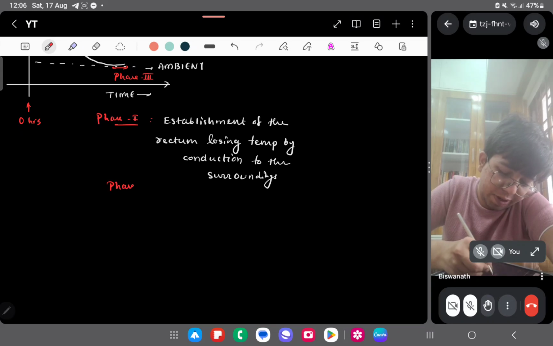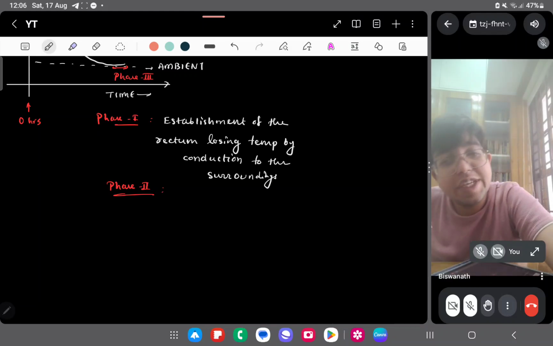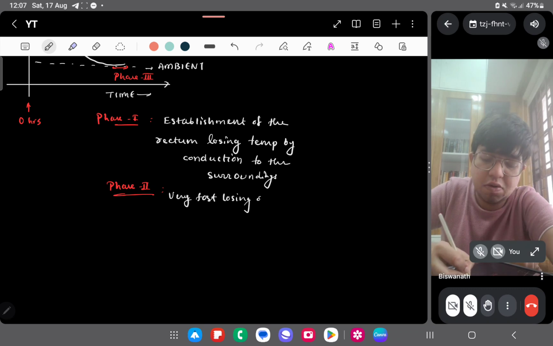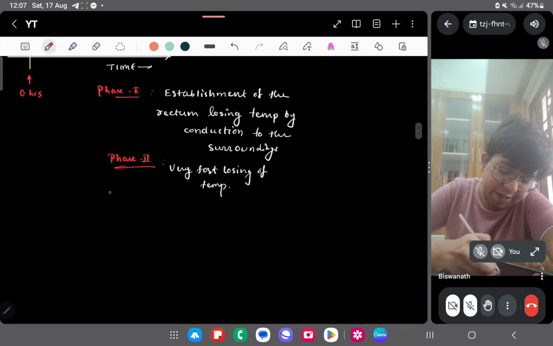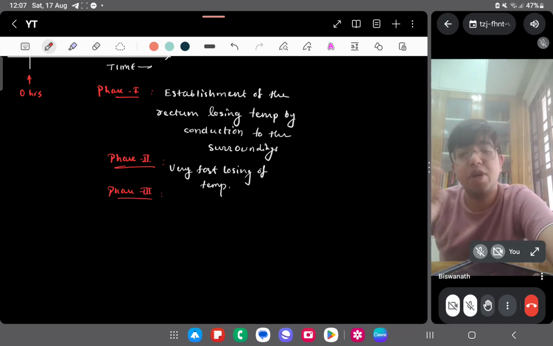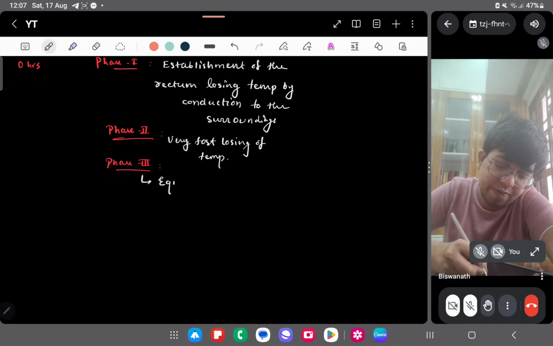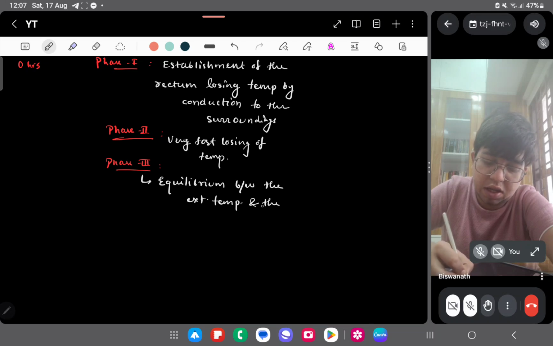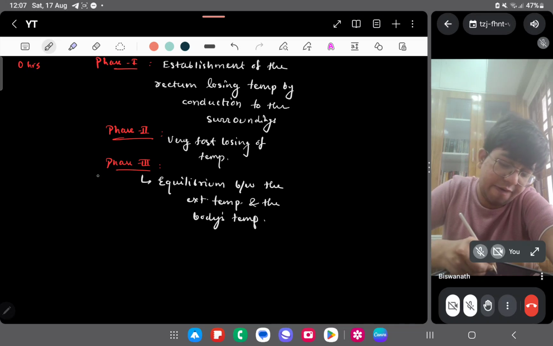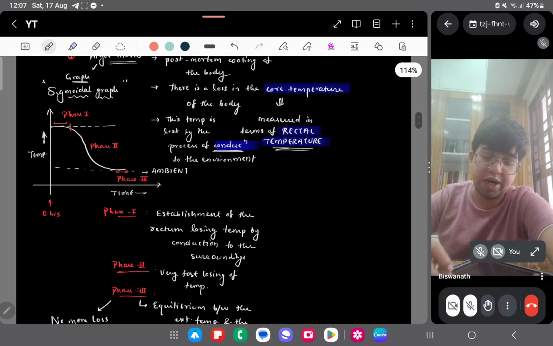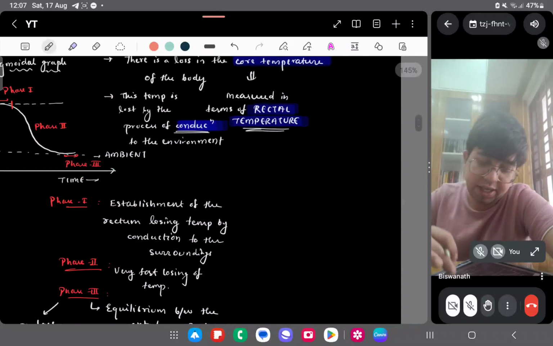Then phase 2, you can see a steep slope was there. Phase 2 is basically the body losing its temperature very fast. Then we talk about phase 3. Phase 3 is the equilibrium between the external environmental temperature and the body's temperature, and after this phase 3, no more loss of temperature occurs. So that was about algor mortis, the things which you have to know in algor mortis.